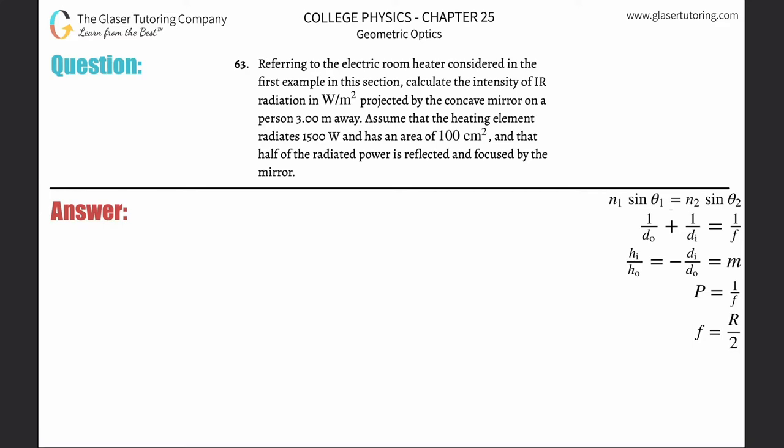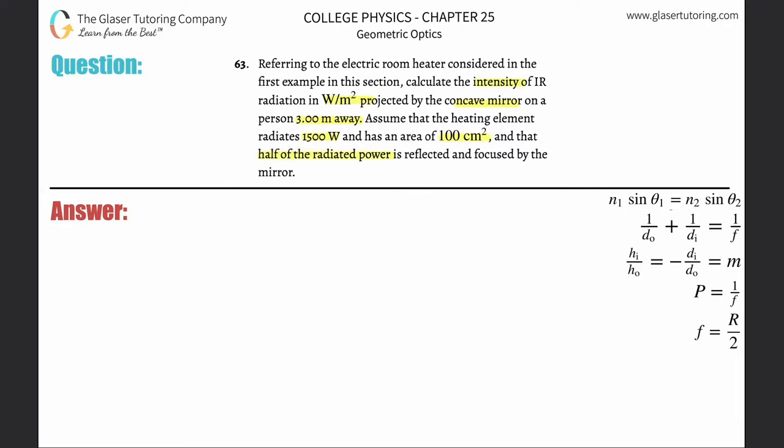Number 63, referring to the electric room heater considered in the first example of this section, calculate the intensity of IR radiation in watts per square meter projected by the concave mirror on a person 3 meters away. Assume that the heating element radiates 1.5 kilowatts or 1500 watts and has an area of 100 centimeters squared and that half of the radiated power is reflected.